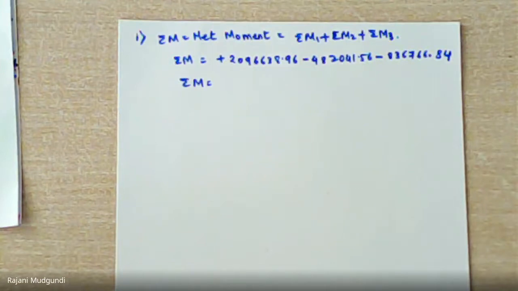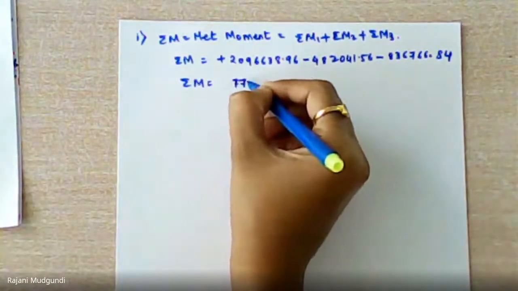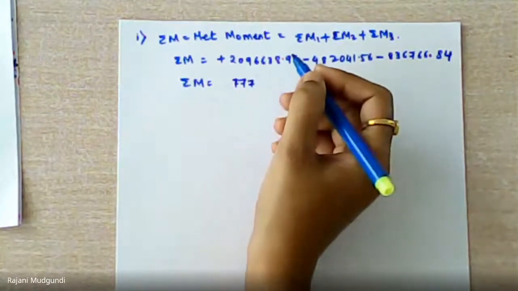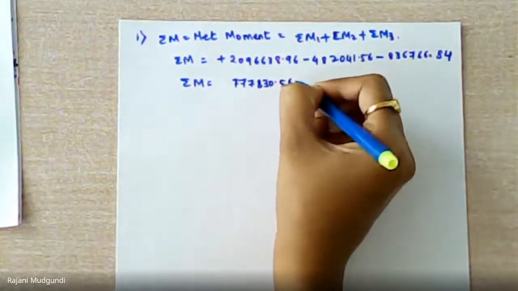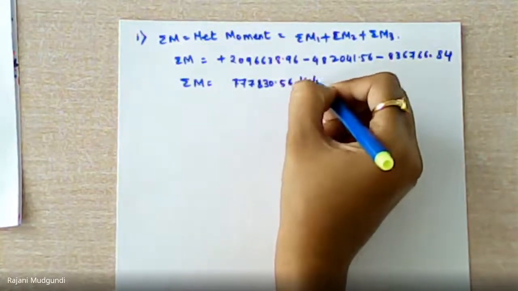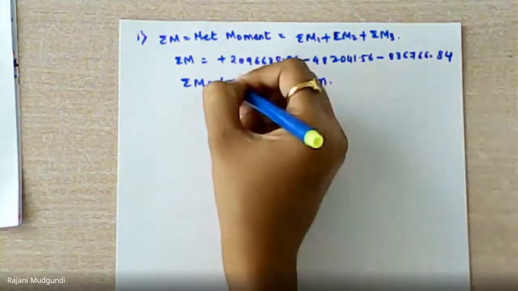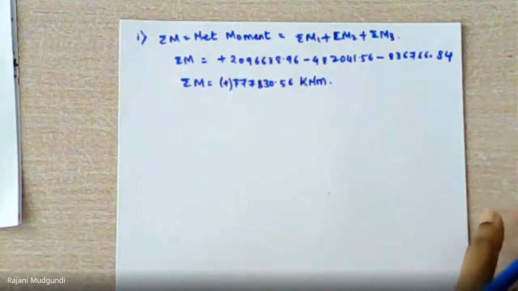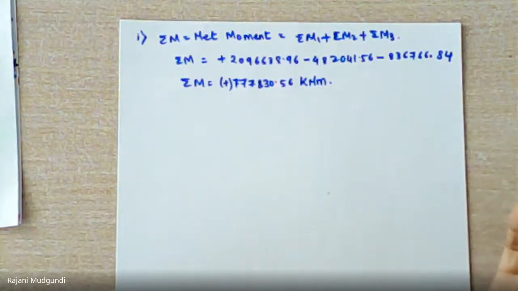Okay, summation M. Yes, 77830.56. Others, please do check. Okay, same answer you are getting. The unit will be kilonewton meter. So it is with positive sign, right? Therefore this moment is in anti-clockwise direction.